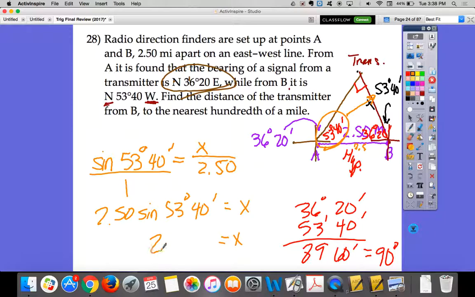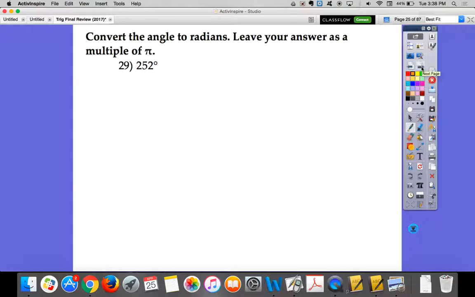That's going to give you, we want to go to the nearest hundredth of a mile, so we need to go 2.01 miles. Okay. If you give yourself more room to draw your picture, it works a lot better. Okay. Whew. That was the tough ones.